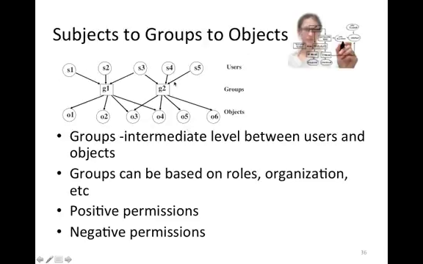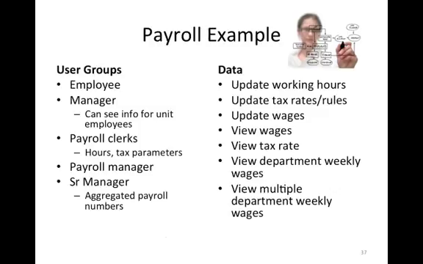We have users that are gathered into groups, and those groups have access to objects. Their groups are just this interaction, and it can be positive permissions. You have permission to read and write. You don't have permission to delete, if that makes sense. So let's think about our payroll example yet again.